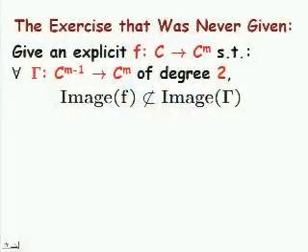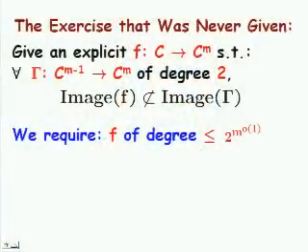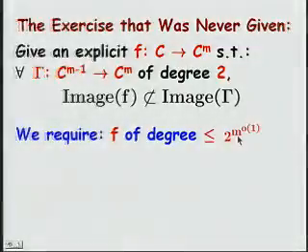And what I would like to get is an explicit example for a polynomial mapping from C to the m, such that for any mapping from C to the m minus 1 to C to the m of degree 2, the image of F will not be contained in the image of gamma. That's what I want. And I allow you to use mappings F of degree almost exponential.